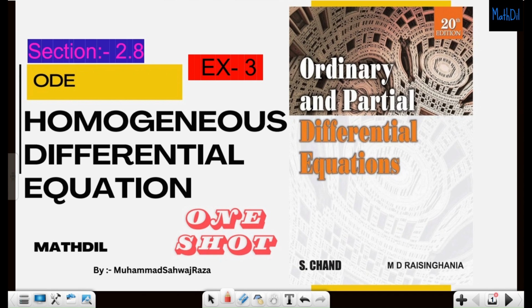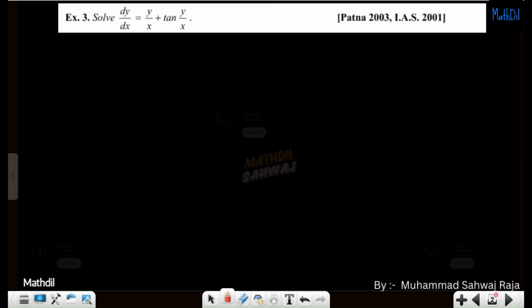Students, in this lecture we are going to solve a problem of homogeneous differential equation from the standard book by M.D. Raisinghania, section 2.8, exercise 3. So without wasting time, let's begin the journey. What is it saying? It is saying to solve this equation.